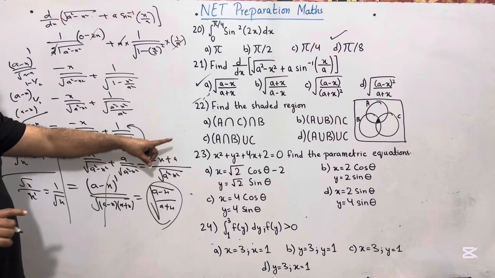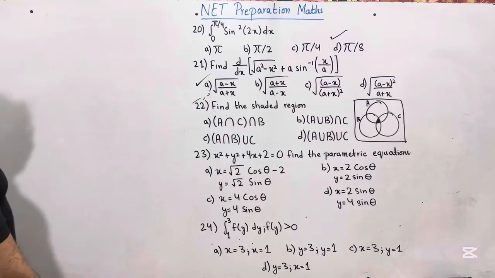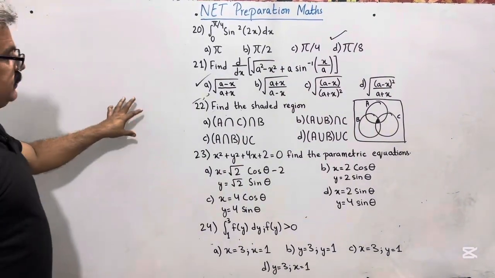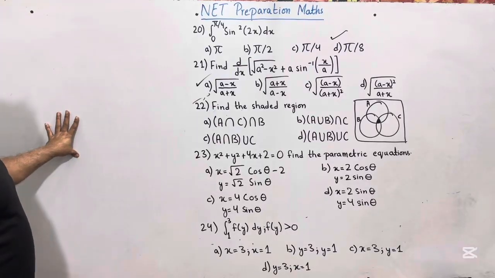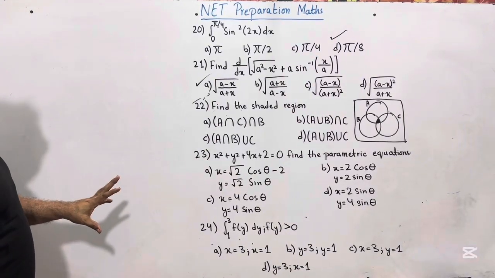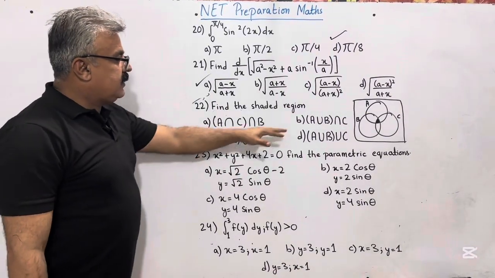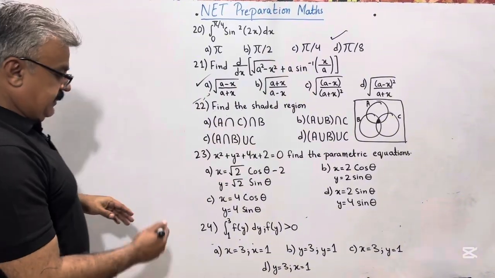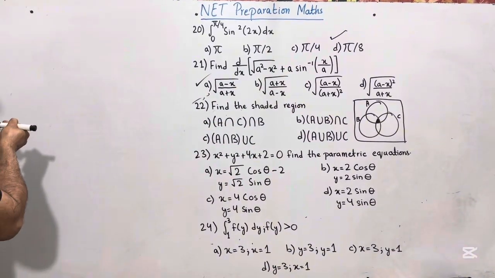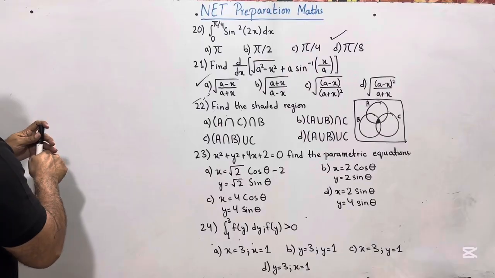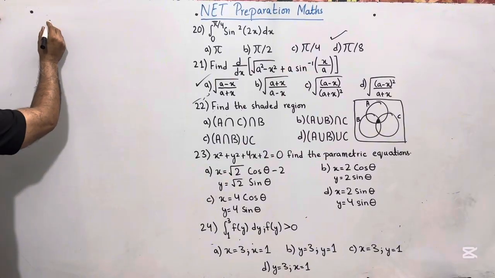Moving towards the next question. Find the shaded region. It's really very simple. But what are these four options that are written? Let me give you a simple idea about set theory. Let me be a George Cantor for a while.